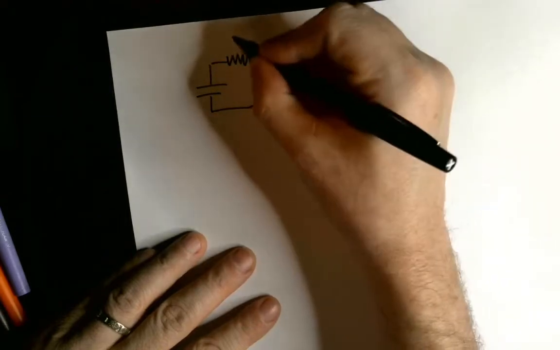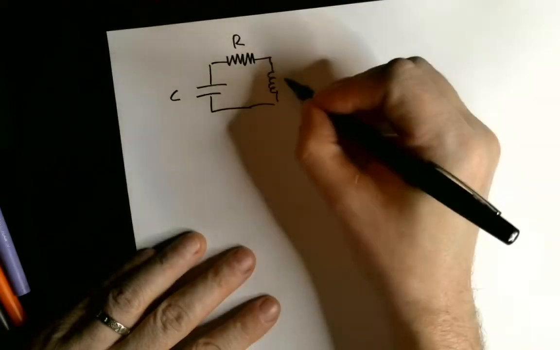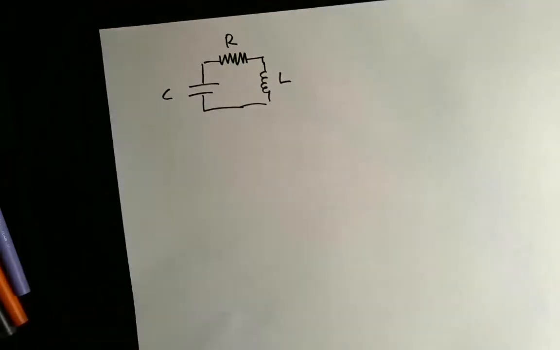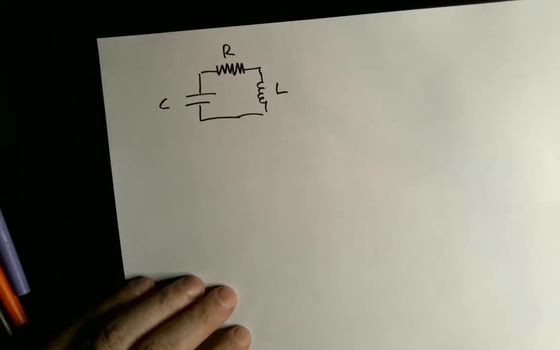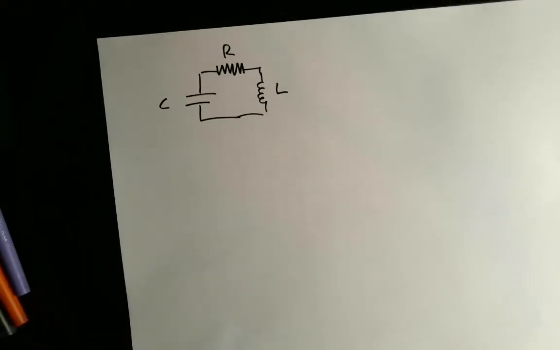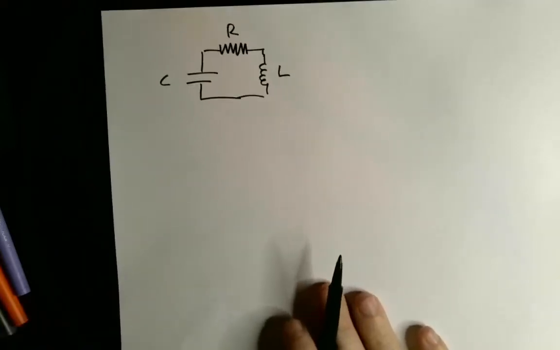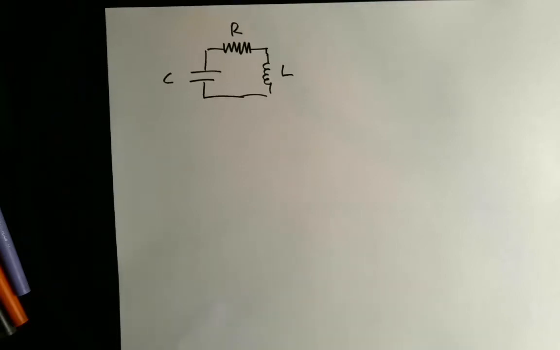A real circuit has resistance as well as capacitance and inductance. If you put a capacitor and an inductor in there, even if the resistance is small, there's still some resistance. So what does the differential equation look like for this circuit? This is called an RLC circuit.